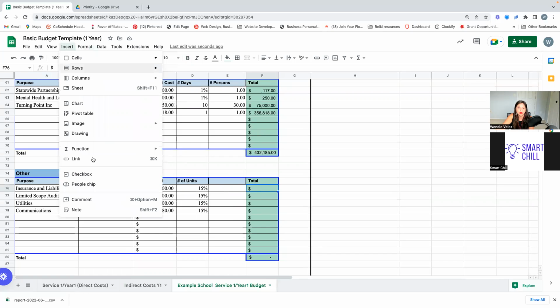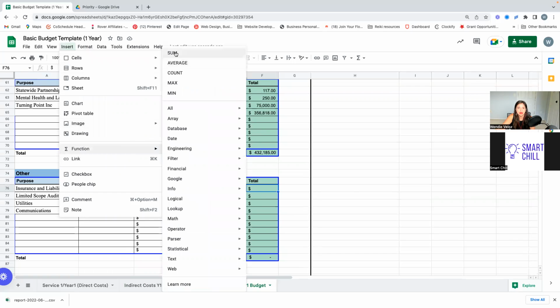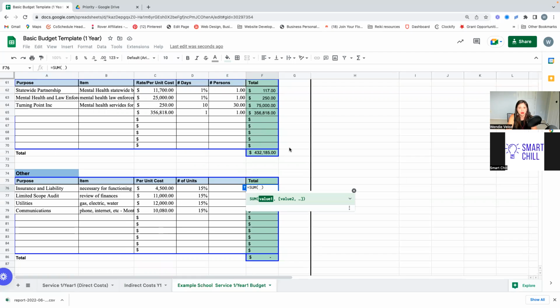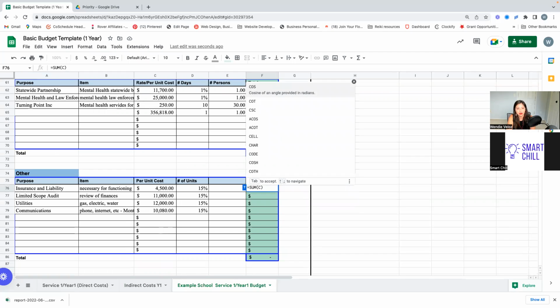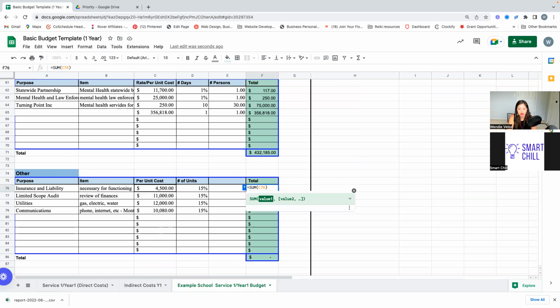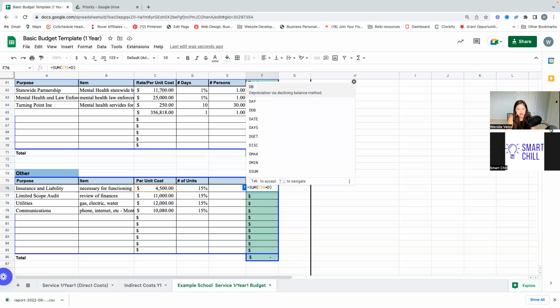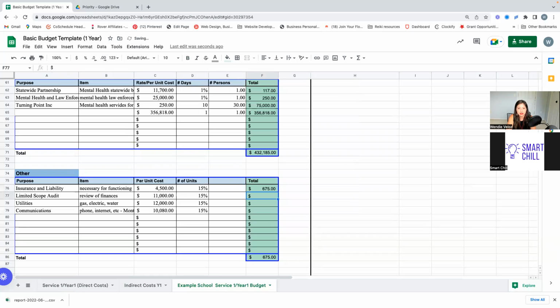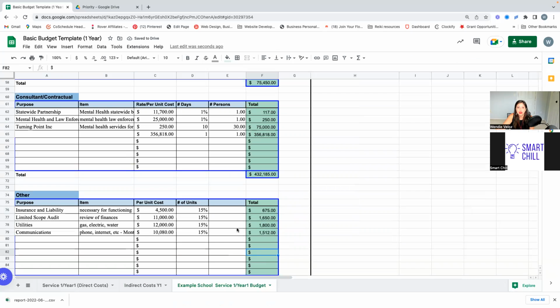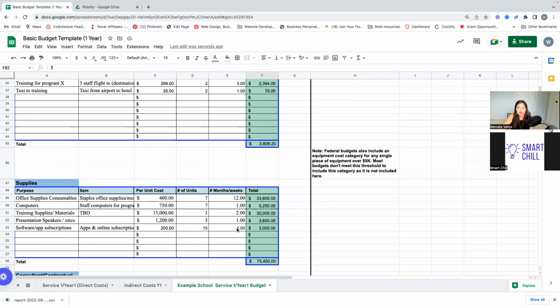So let me show you that really quickly. It's basically just doing the sum formula here, and you're going to take the row number and the column, and you're just going to multiply them. It's really simple. Times D76, and that's it. So that's how you do that. And then if you want to, you can just use the formula to go down, and that's how you fill in the whole thing. So it's a very simple template. It's really easy to work with.